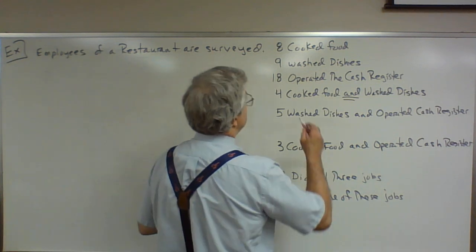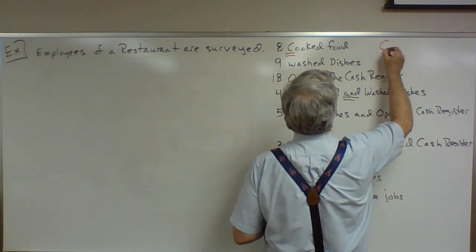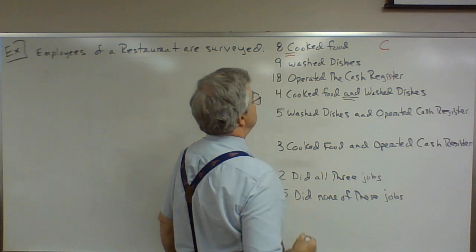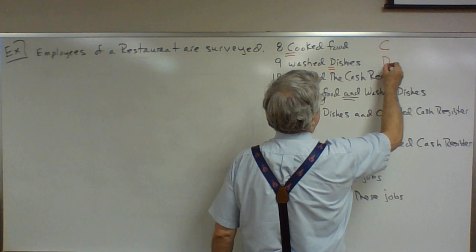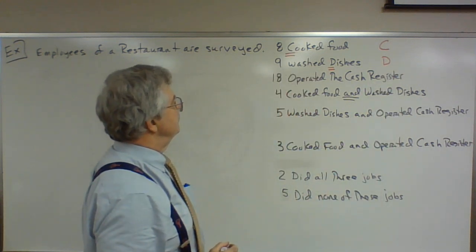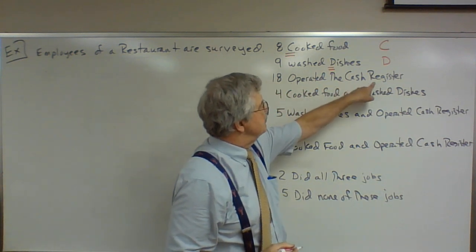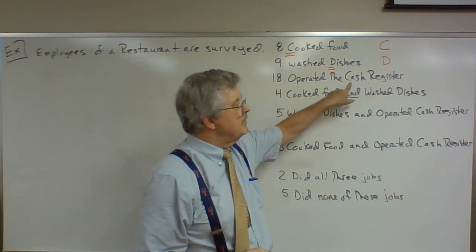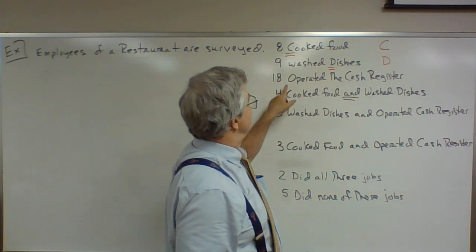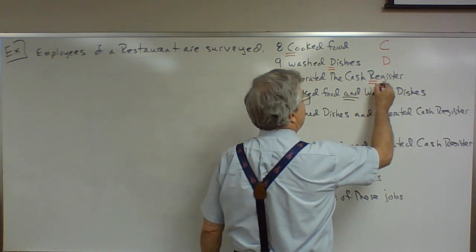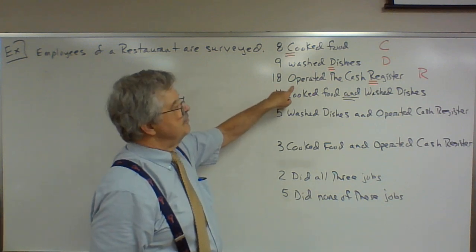But anyway, we're going to be asked some questions about what else these employees did and so forth. And in order to do that, we're going to have to draw a Venn diagram. Now, let's see what we're talking about here. 8 cooked food. So we'll call this C for cooked food. 9 washed dishes. We'll call that set D for washed dishes. 18 operated the cash register. We can't use C because we're using that for cooked food. So cash register, the people who operated the cash register, they'll be in set R.